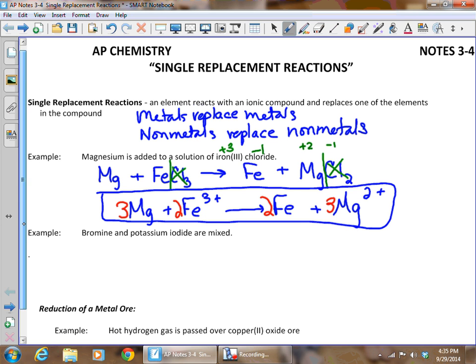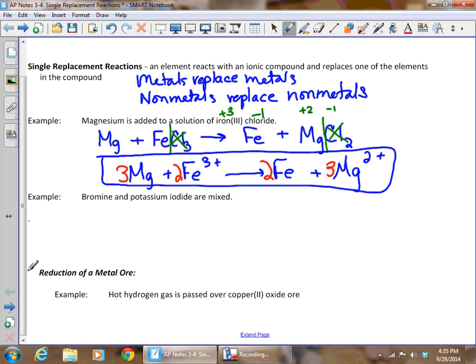Now in the next one, bromine and potassium iodide are mixed. Remember, bromine is Br2, potassium iodide, KI, potassium's +1, iodine's -1. Bromine is going to bump something out in that reaction, and bromine is a nonmetal, and remember that nonmetals bump out nonmetals. So bromine is going to bump out the iodine.